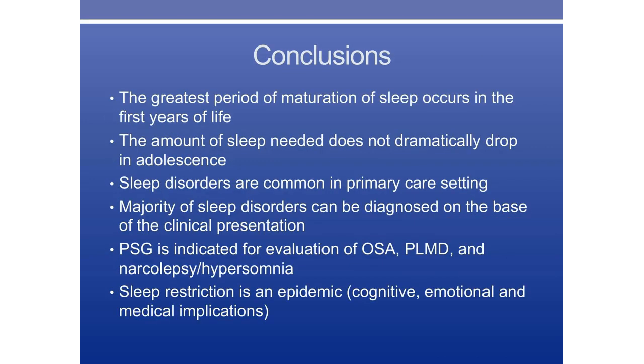Those are some of the conclusions. The greatest period of maturation of sleep is in the first years of life. The amount of sleep needed in childhood does not dramatically drop in adolescence. Sleep disorders are common in the primary care setting, but most of them can be diagnosed on the basis of clinical presentation and can be managed by the primary care provider. Polysomnographic study is indicated for evaluation of sleep apnea, periodic limb movement disorder, and hypersomnia. And sleep restriction, insufficient sleep time, is a new epidemic affecting children, especially adolescents, with cognitive, emotional, and medical conditions and problems.